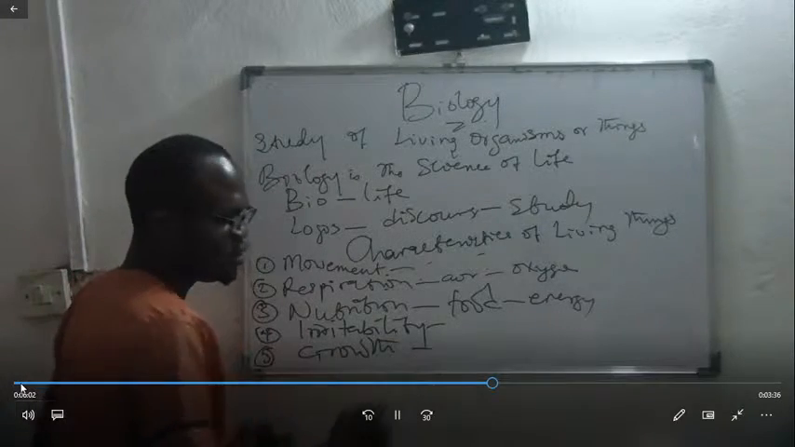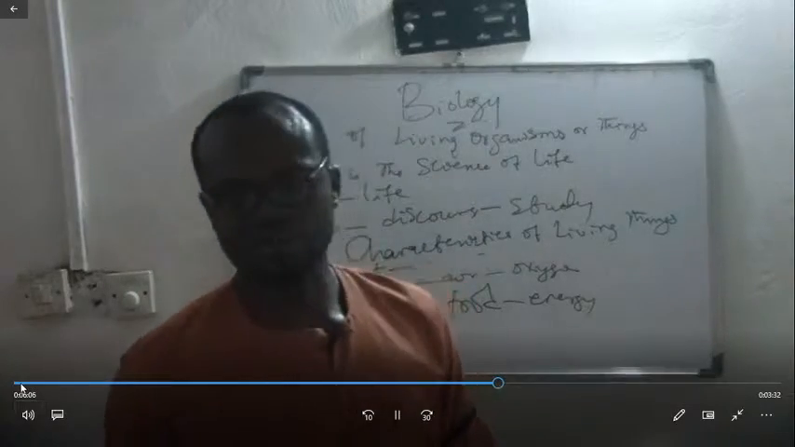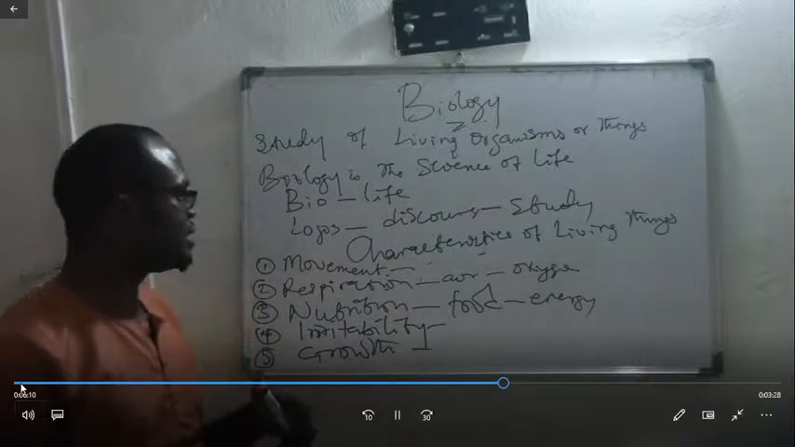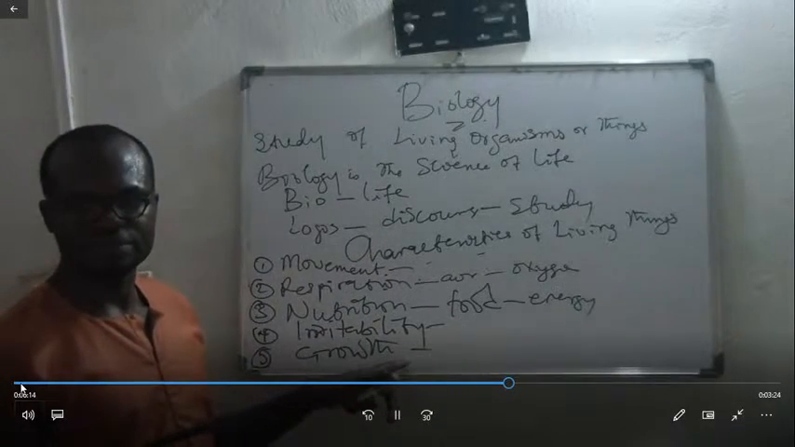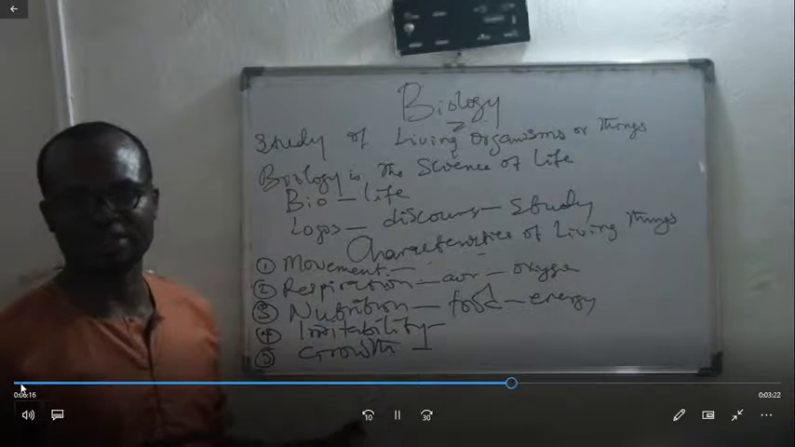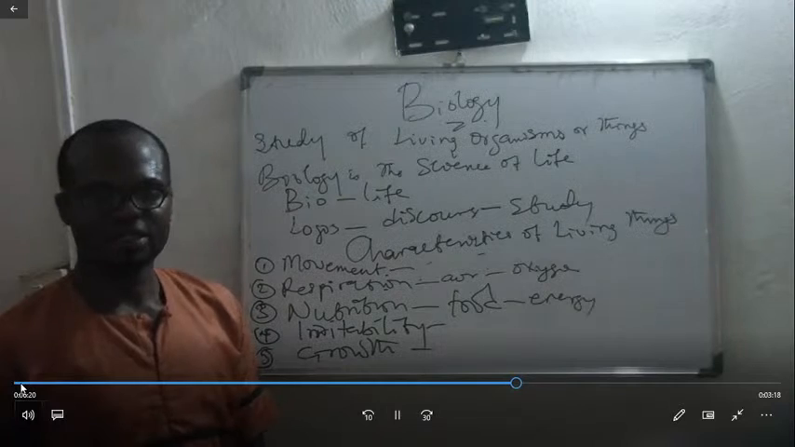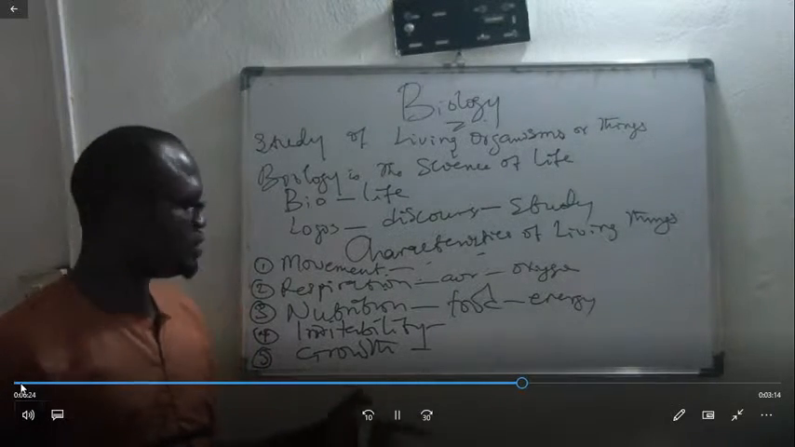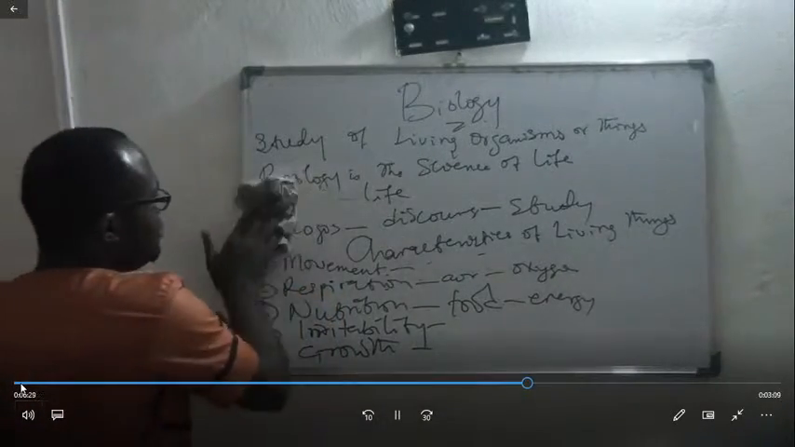Then number 5 is what we call growth. What is growth? Increase in size, isn't it? So every living thing has to grow. It increases in size, whether it's plants or animals. When you are born, you used to be a kid, and in a short time you become a teenager and then an adult. So that is growth. So let's continue.